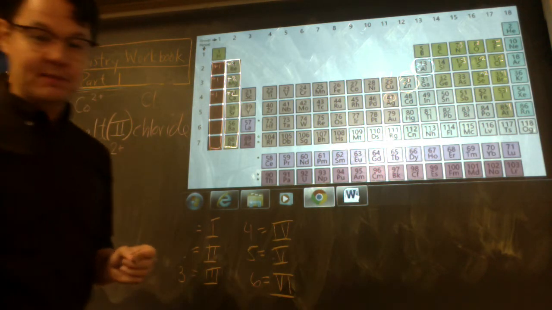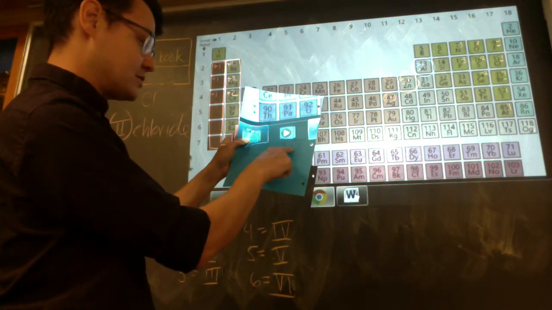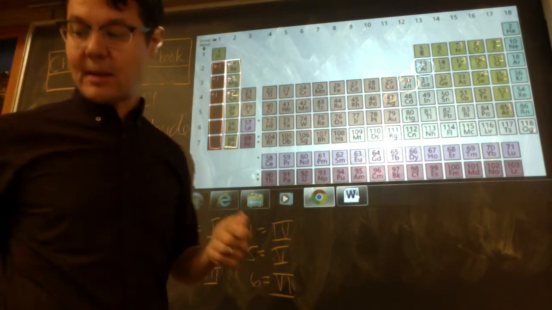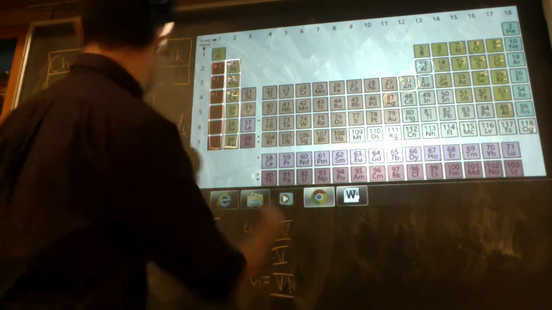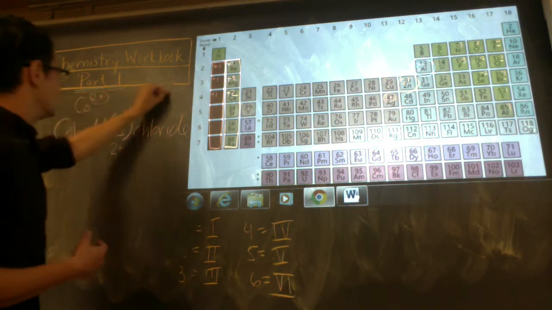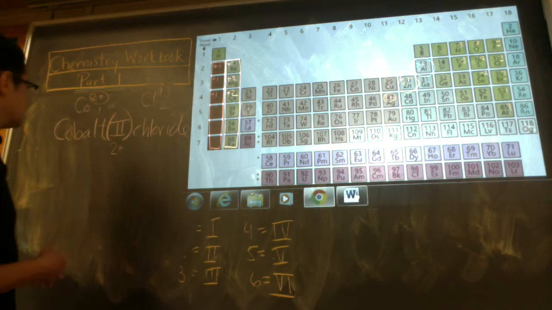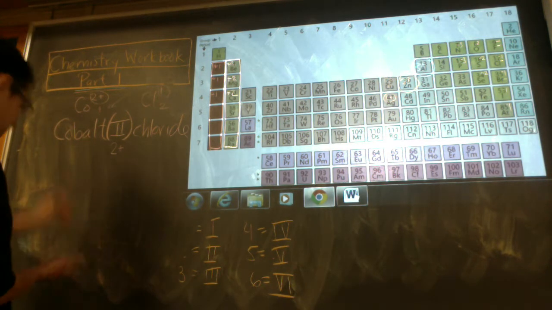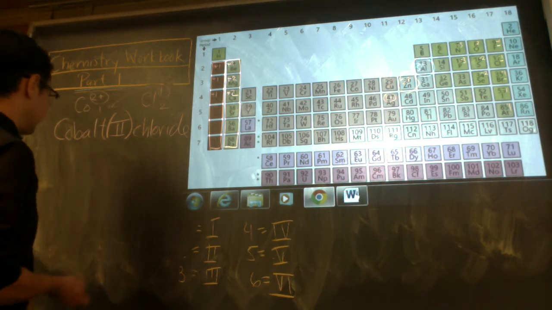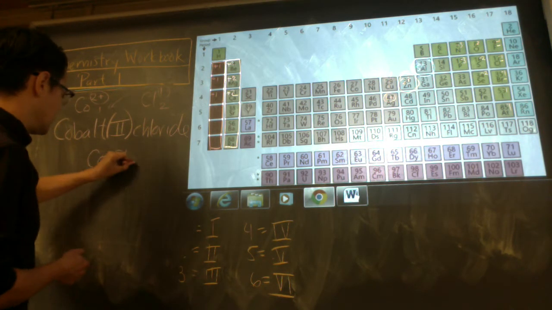And if you take a look at the back of your periodic table, you'll see cobalt is there, and it's 2+ or 3+. Those are two options for it. So it works. Chlorine, 1-. Crossover rule, 1 and 2. So the formula for cobalt 2 chloride is CoCl2.